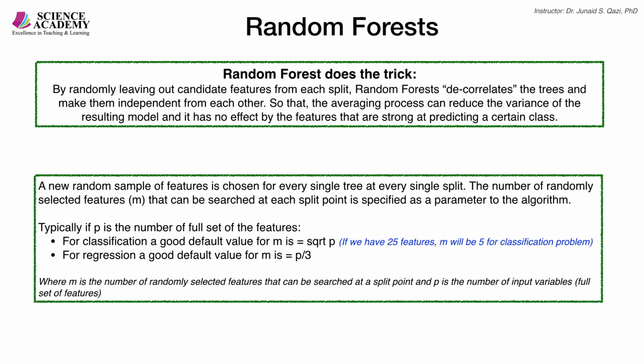The number of randomly selected features, say m, that can be searched at each split point is specified as a parameter to the algorithm. Typically, if p is the number of the full set of features, for classification, a good default value for m is the square root of p. Like if we have 25 features, m will be 5 for the classification problem. In case of regression, a good default for m is p divided by 3.